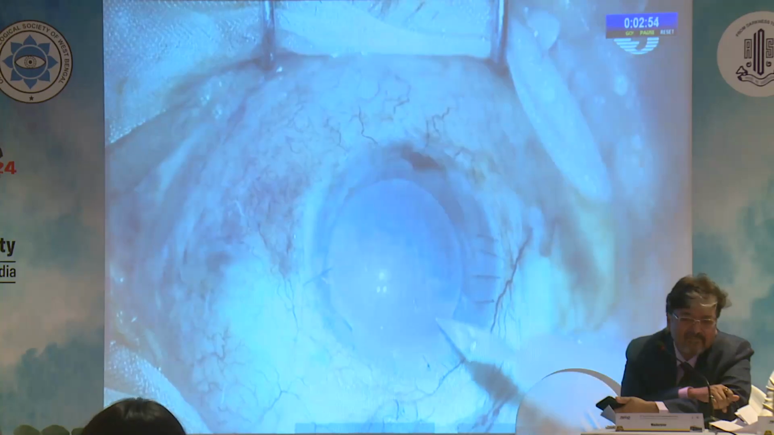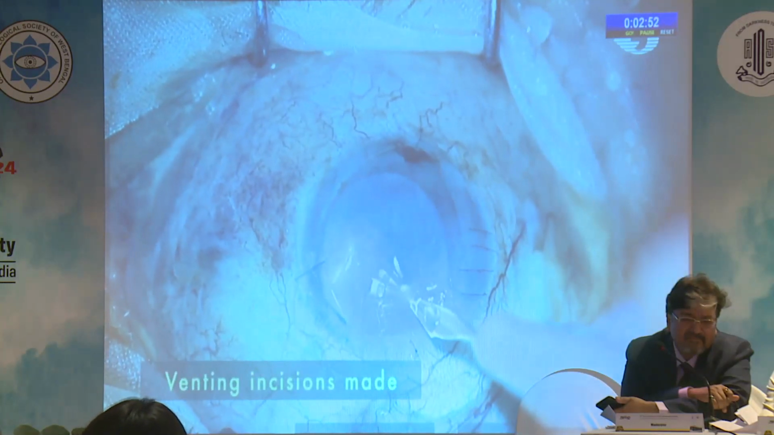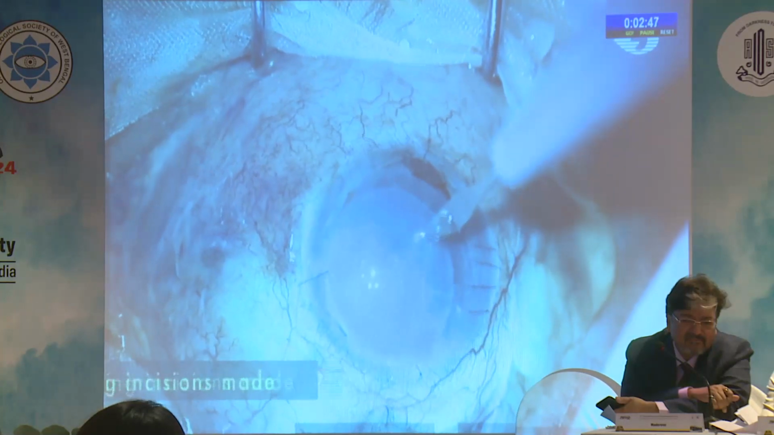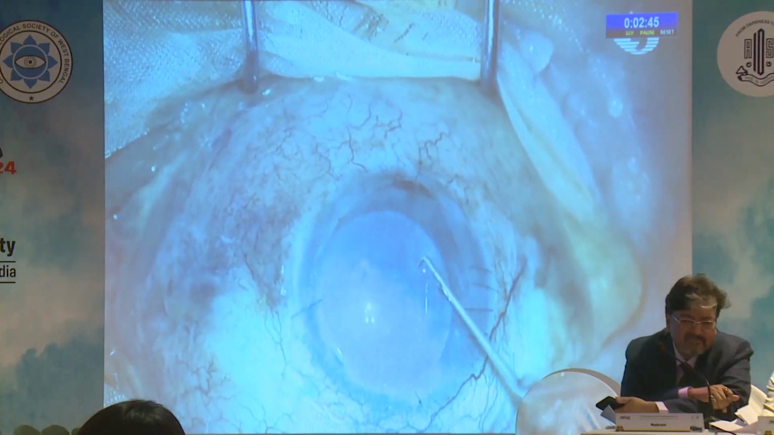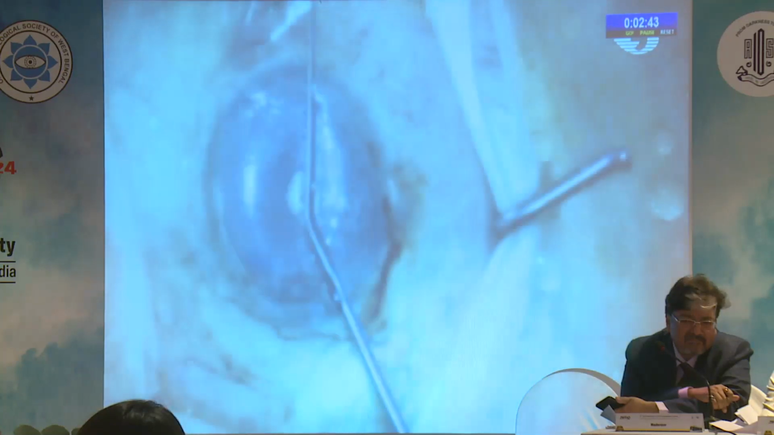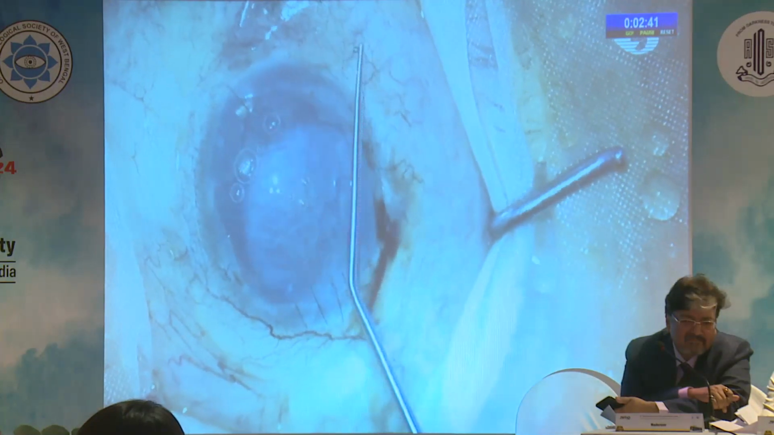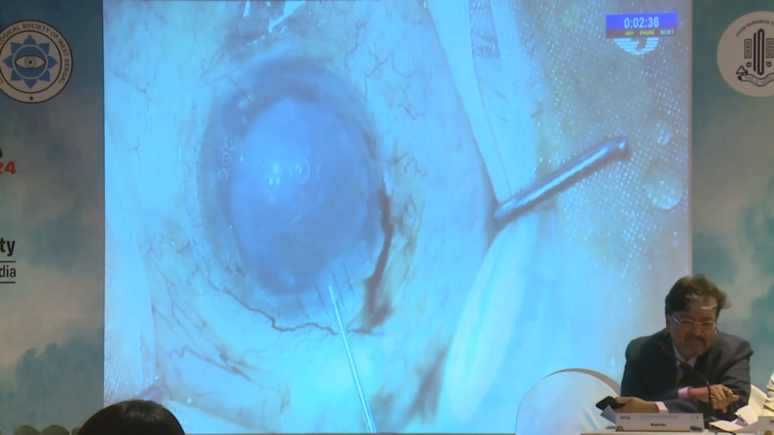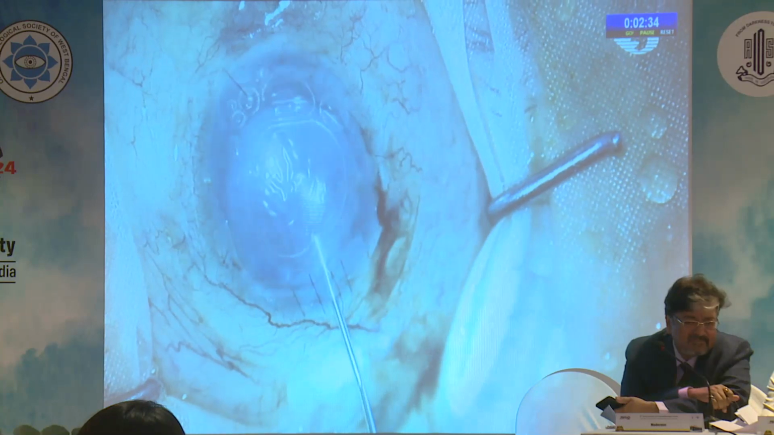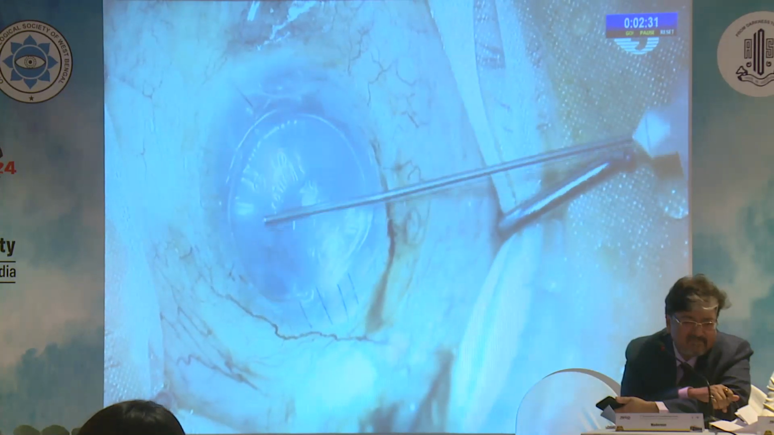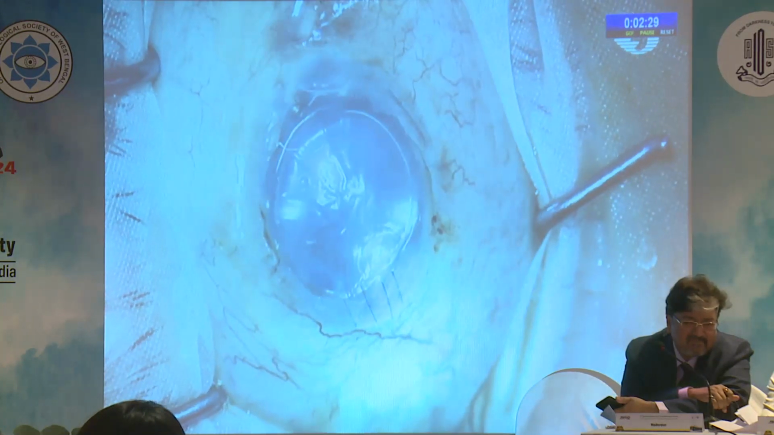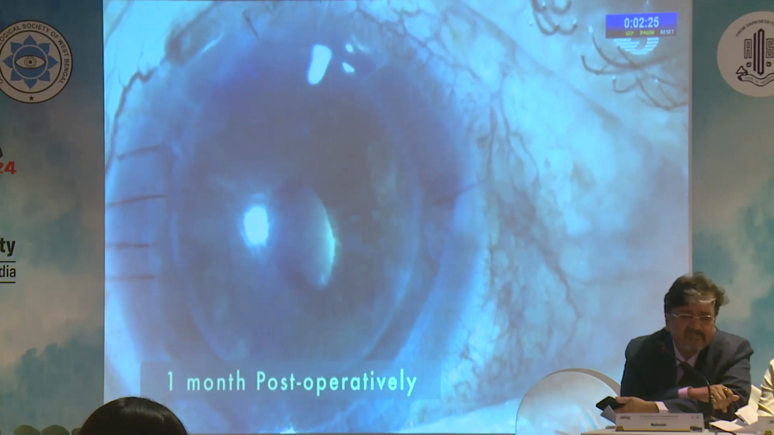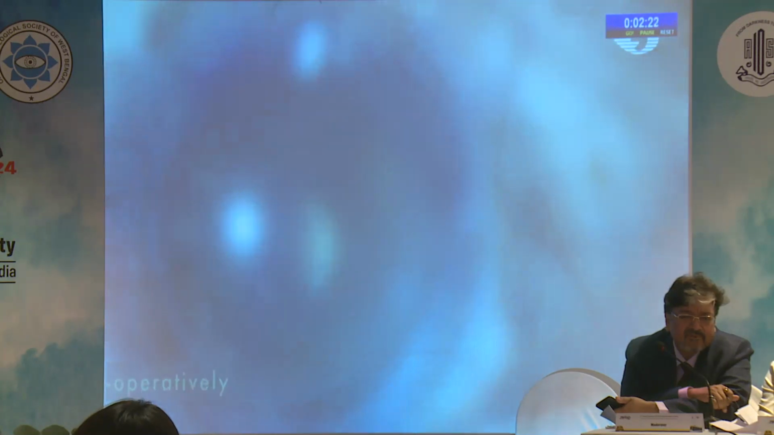In such situations, venting incisions can come to the rescue. We make multiple venting incisions and release the trapped viscoelastic with the help of a blunt chopper. The graft becomes mobile. A Lester hook is used to stroke the graft into place. Air is injected through the main wound and the chamber gets formed. The presence of folds shows adherence of graft to the host. The 1-month post-operative image shows a clear, well-centered graft.